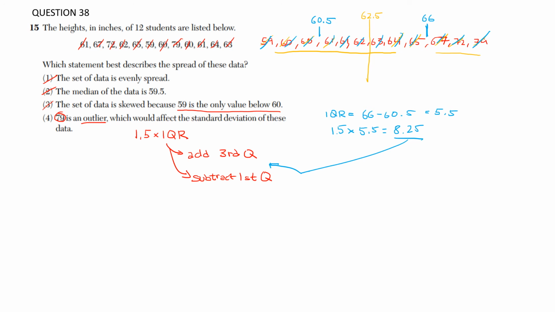So 8.25 plus the third quartile, which is 66. 66 plus 8.25 is 74.25. So we know that using this rule, 79 is way higher than 74.25. So it is indeed an outlier. So that is true, and it does affect the standard deviation of the data. So therefore the answer here is 4.